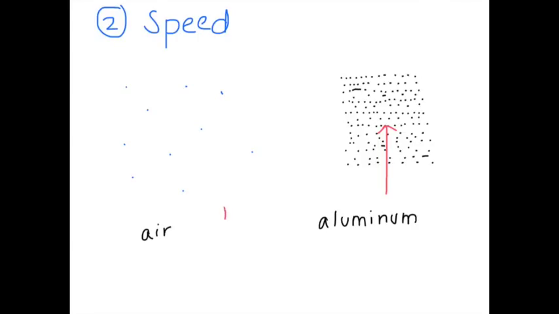However, in air, the sound can't travel as quickly because the particles are more spaced out and they have a greater response time. So, to kind of put this in perspective, the speed of sound through air is 340 meters per second, while the speed of sound through aluminum is 5,100 meters per second.